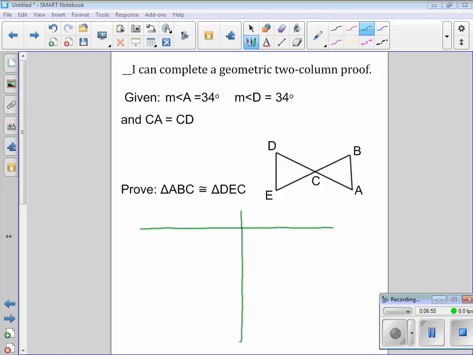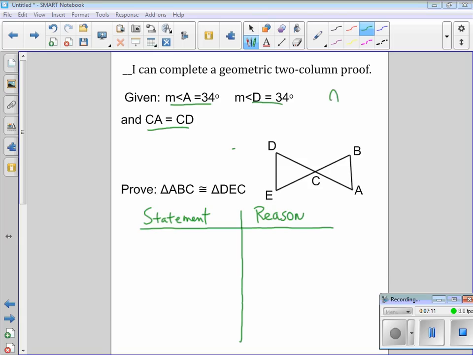Just like before, create your two-column proof. Okay, so some people, when they're writing proofs like this and they're given a whole series of given statements, bring those things in, they kind of dump them all at the very beginning. There's nothing wrong with that.